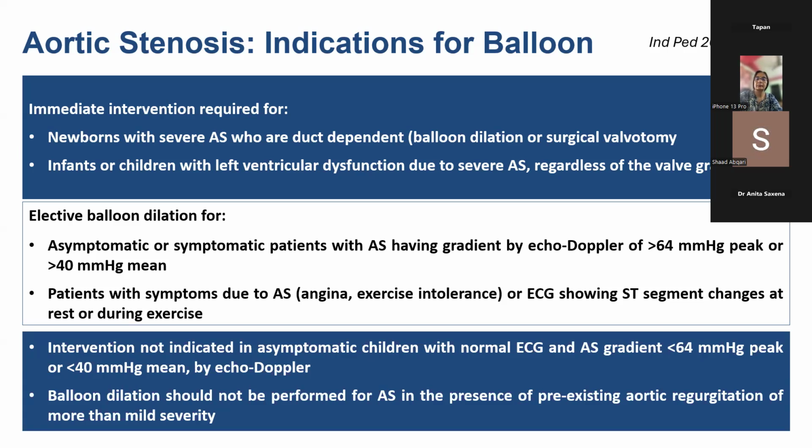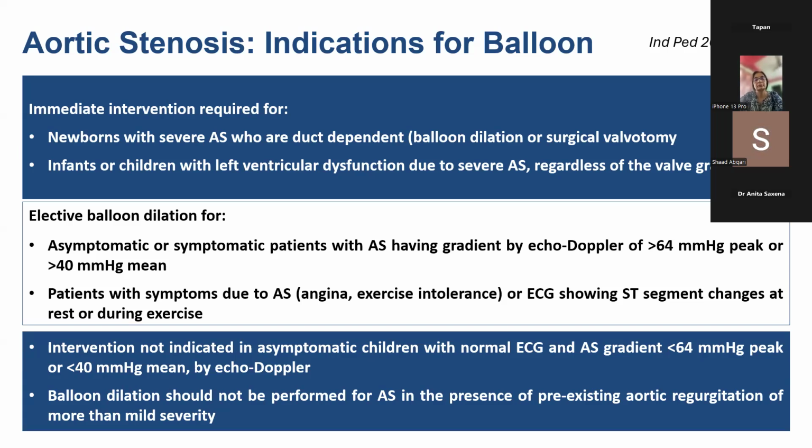It may result in aortic regurgitation, and we know it's a palliative procedure. Therefore, don't do it in children in whom it is not indicated. So if there's an asymptomatic child with normal ECG and normal X-ray, AS gradient is less than 40 mean, it is best not to intervene, just follow them up.